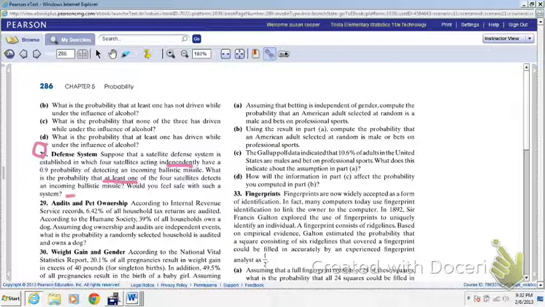At least one of the 4 satellites means 1 or 2 or 3 or possibly all 4 of them. But to compute those probabilities and union them all together would take a heck of a lot longer than just doing the complement rule. So why don't we just take 1 minus the probability, the opposite of at least 1 is none. So 1 minus the probability that none of the 4 satellites detect the missile.